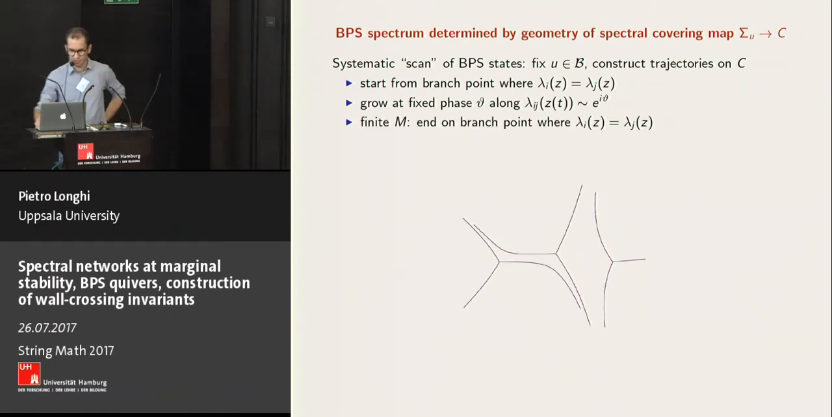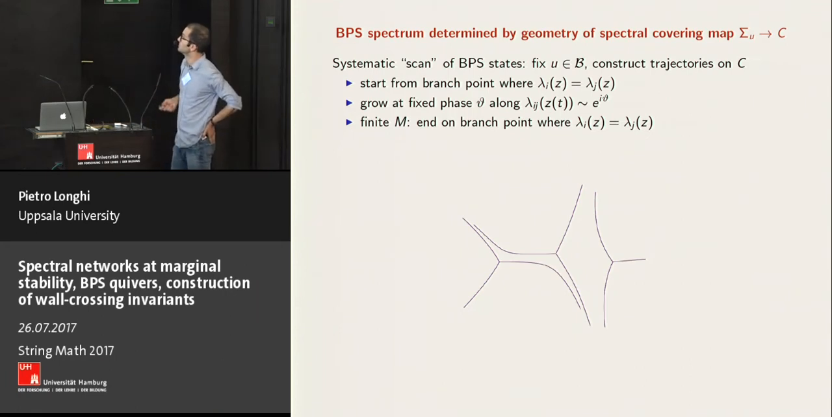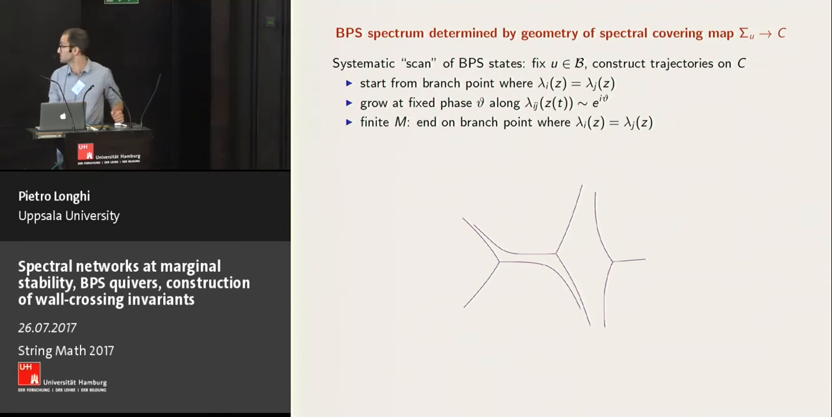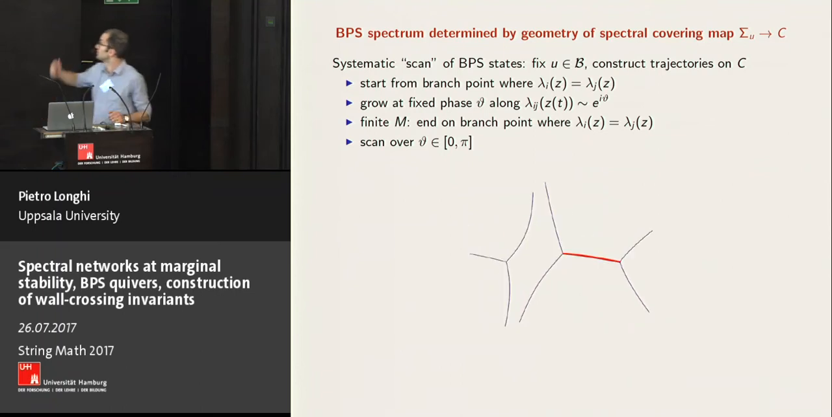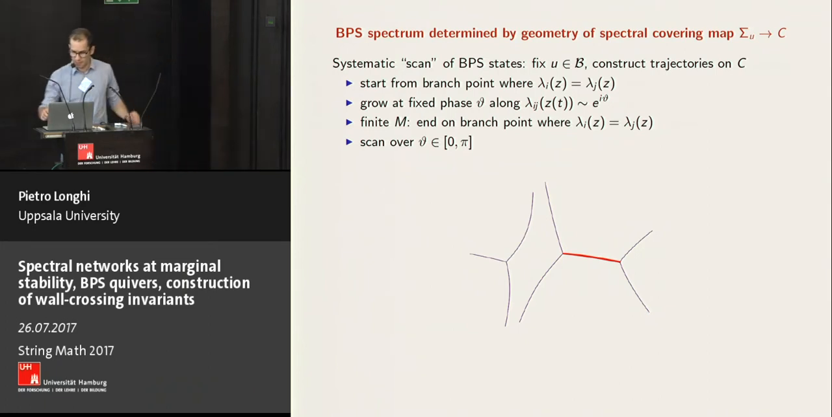So we grow these trajectories, and then we look for those which end on some other branch point, because these are the finite trajectories, the ones that lift to closed cycles, to finite mass BPS states. So there are no such trajectories in this picture, but one has to look for all values of theta. As we vary the phase, we see that trajectories move around, and for some values of the phase, there is a finite edge like this. And these are BPS states.